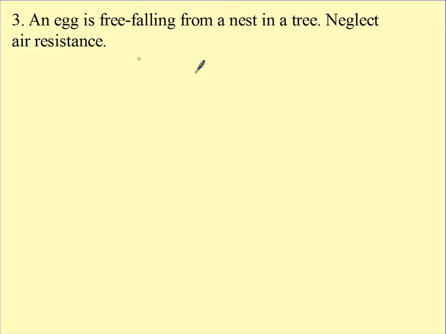An egg is in free fall from a nest in a tree. So I've got an egg and it's falling. When I have oval shapes, I do tend to make oval objects instead of boxes. The first force we have is gravity, so it's going straight down. So this is Fg. It's not sitting on a surface, so I don't have a normal force. And it says neglect air resistance. I'm not applying any other forces. So this is my free body diagram.